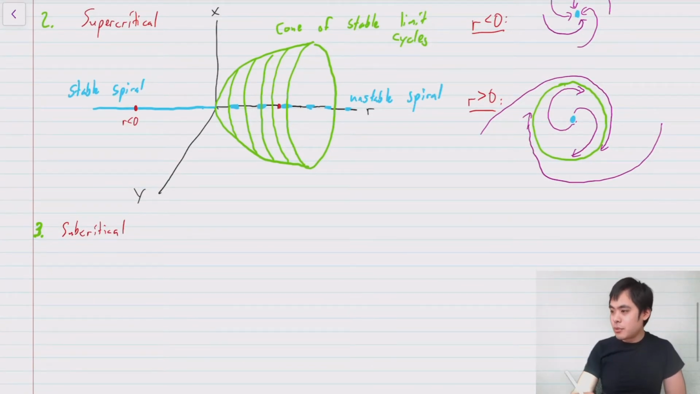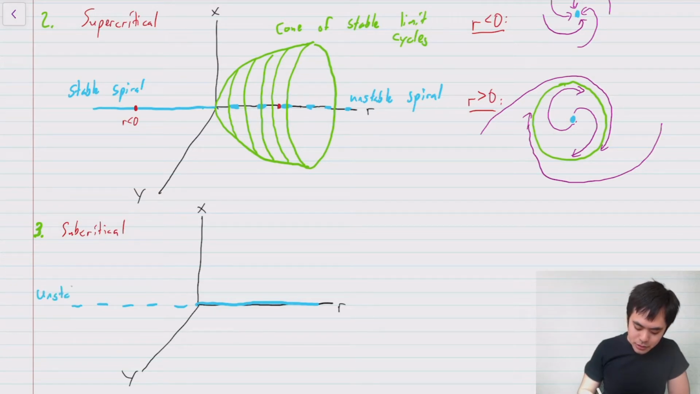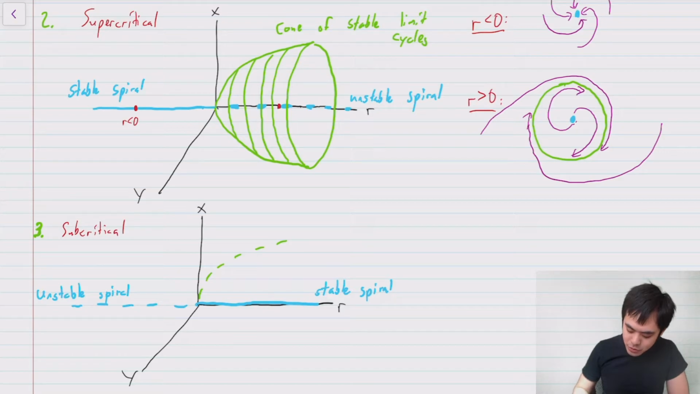But let me draw it out just so that we're all on the same page here. So here's our r-axis, our x-axis, our y-axis, and let's start out with an unstable spiral and then a stable spiral instead. So we start out with an unstable spiral, and we end with a stable spiral. And what happens along here? Well, you have the same cone of limit cycles, but this cone is now a cone of unstable limit cycles.